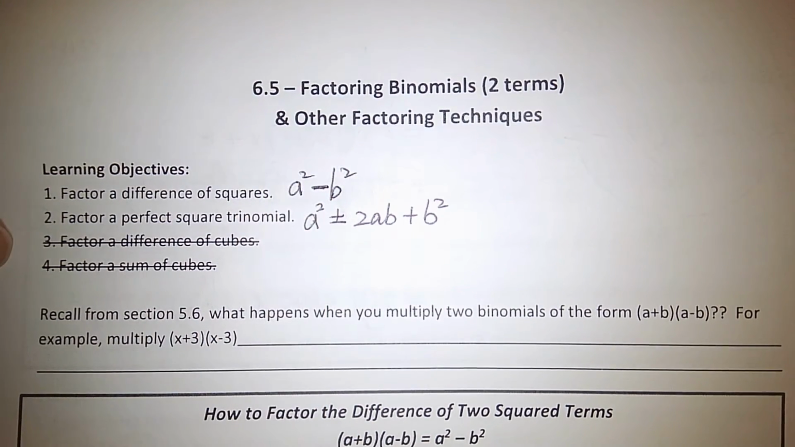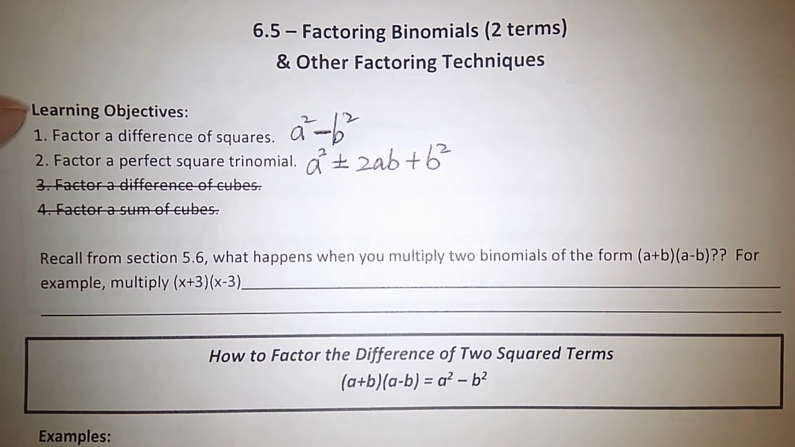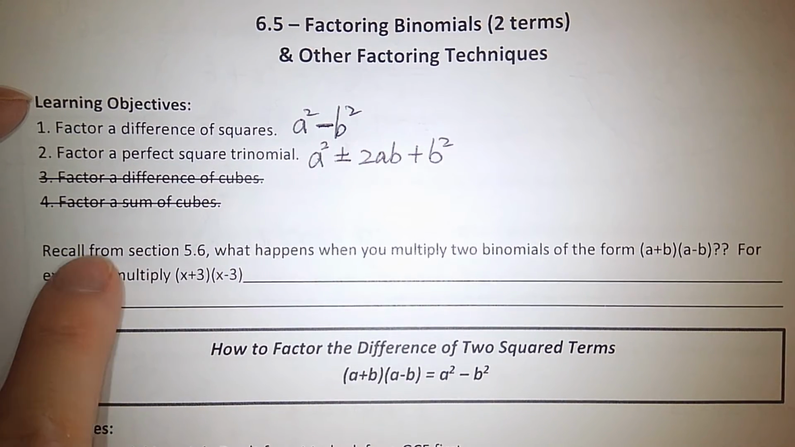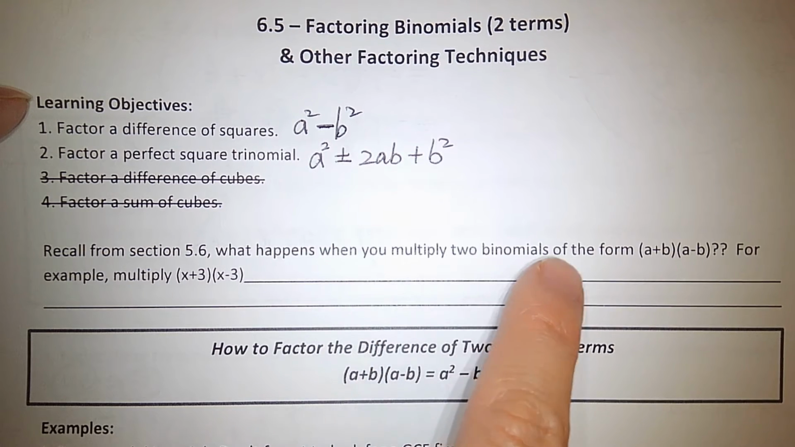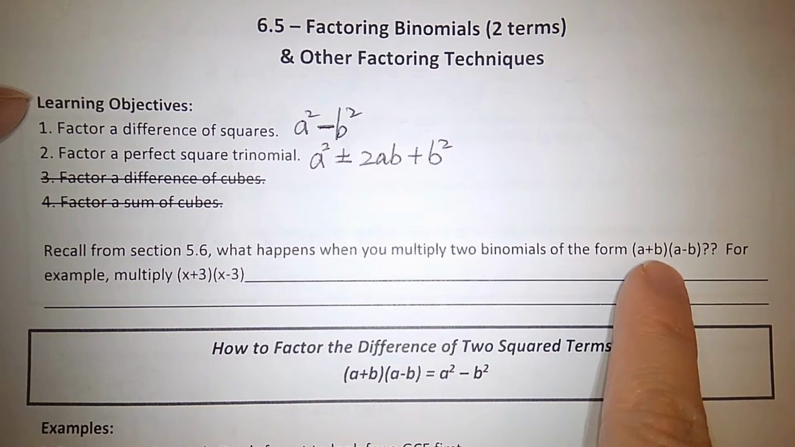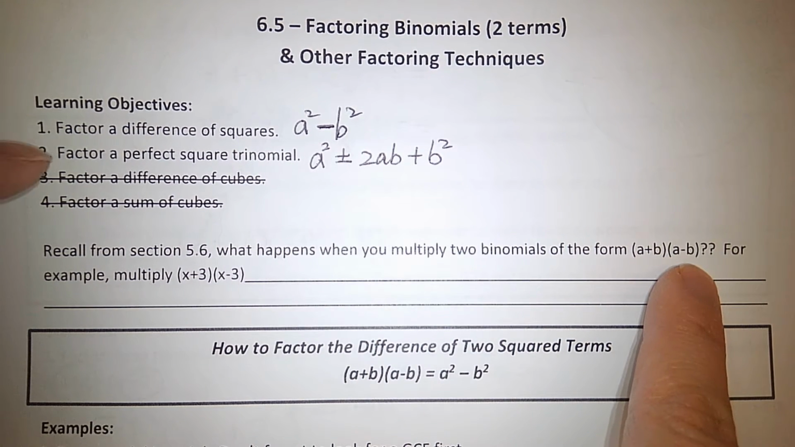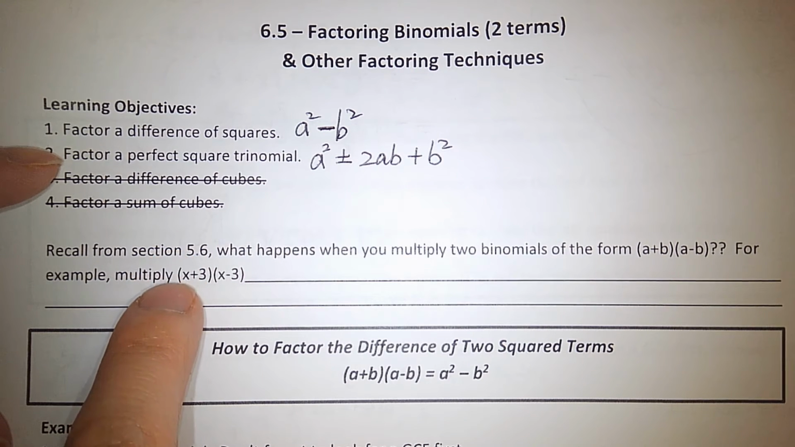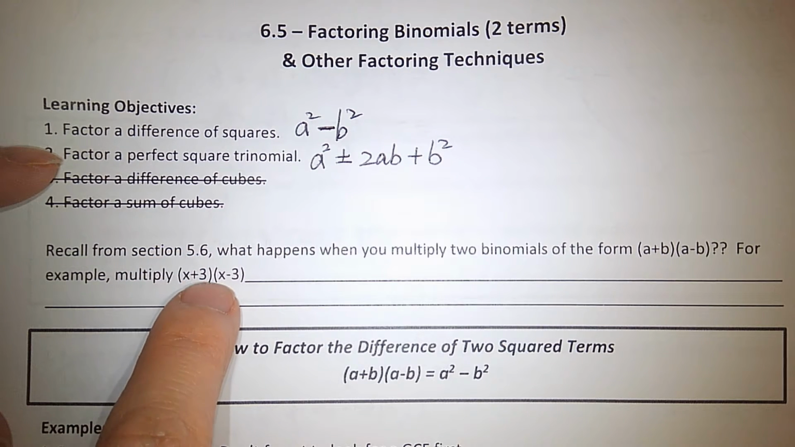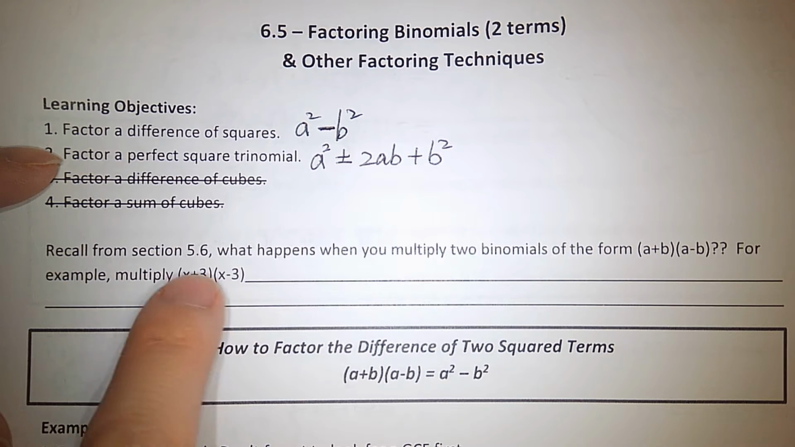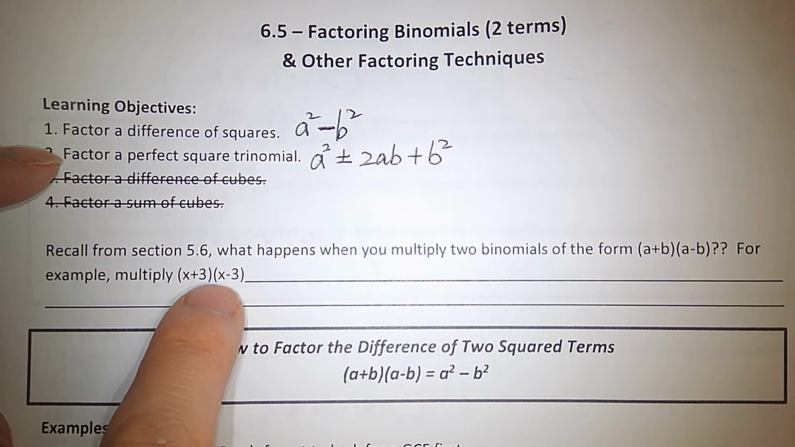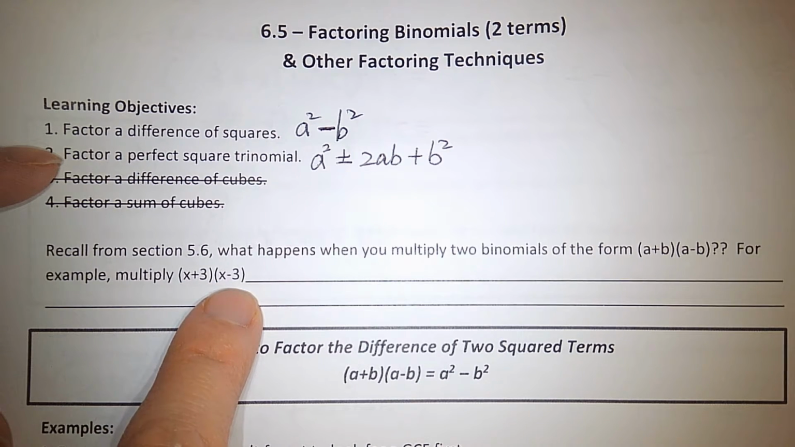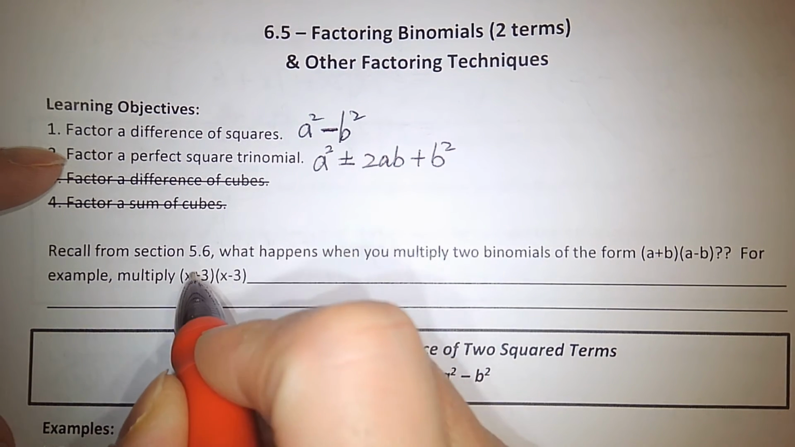Now let's look at the first type, okay? First type of the formula. Recall from section 5.6 what happens when you multiply 2 binomials of the form a plus b times a minus b. See the example. When we multiply x plus 3 times x minus 3, what can we have? If we follow the formula, can we follow it? Yes, we can follow it, right?